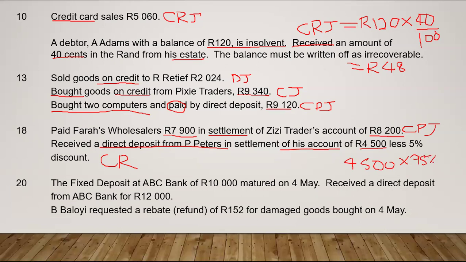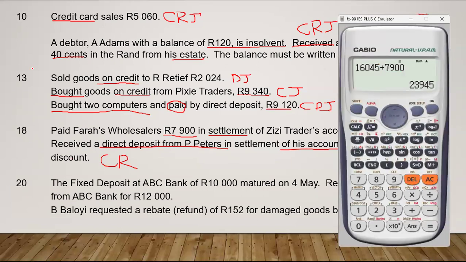Or you can do it this way. 4,500 times 0.05, which is the 5%, will give us 225. So that is the discount allowed. Then you will take 4,500 minus 225, the discount allowed. It'll give us 4,275. So this is how much we actually received from P. Peters. If you don't want to do it this way, you will say 4,500 multiplied by 95%, which is the same as 0.95. It will give us 4,275 still.